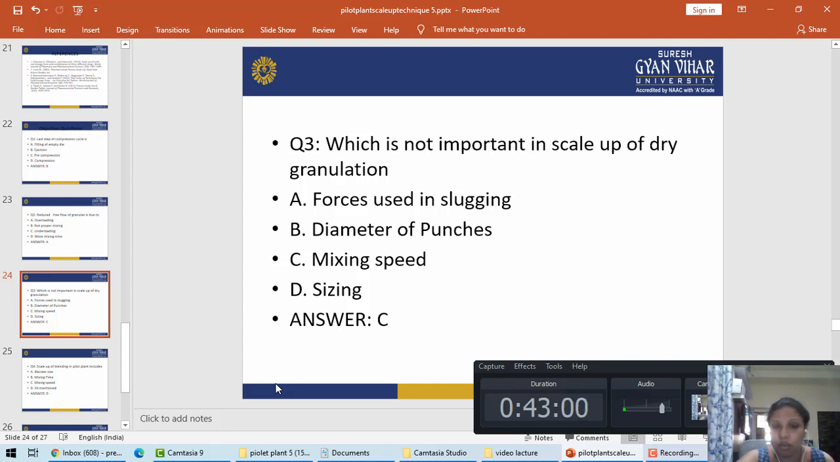Second is the diameter of punches. Punch diameter is also equally important for dry granulation, because first we need to make a large-size tablet, and for this we need that type of punches. Then mixing speed, so this is not so important. Then sizing, obviously, after the compression and milling we have to do the sizing. So D is also important. Which is not important in scale up of dry granulation? That is the mixing speed. The answer is C.